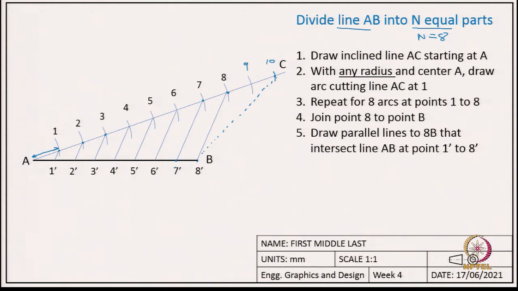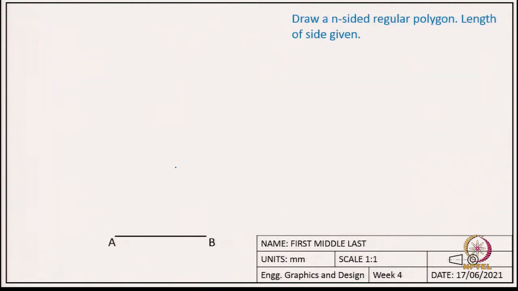Okay. Now, what we have seen is how to divide a line into n equal parts, but now let us look at how to draw an n-sided polygon. Here we start by knowing the length of the side. So, let us say one of the sides is already drawn here, which is AB. We need to draw the rest of the sides for this n-sided polygon. In this example, I will be using n equal to 7, which means I am trying to draw a heptagon.